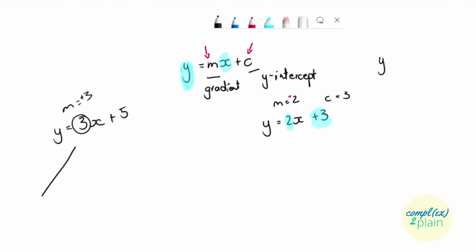And it will cross the y-axis where? At 5. Good. So let's do another one. y is equal to -2x minus 3. Okay, let's look at the gradient first.